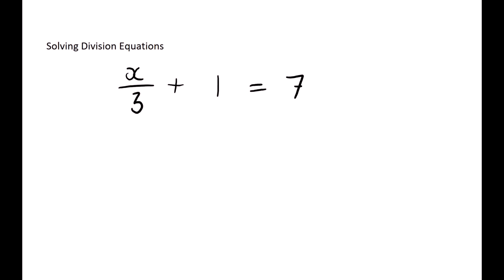Slightly harder, but nothing too bad. Now I've got x over 3, or x divided by 3, plus 1 equals 7. First step, I need to get rid of this plus 1. Opposite of plus 1 is minus 1, which means my next line is going to be x over 3 equals 6. And then the opposite of dividing by 3 is timesing by 3. So I must do 6 times 3, which tells me that x equals 18. Okay, well done if you got that.